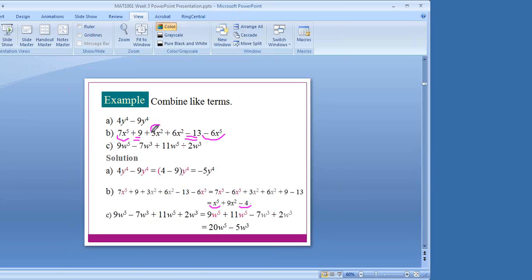All right, now I think I'll circle. So I'm looking at x squared terms. I've got 2 of them. So 3 plus 6 is 9x to the 2nd, and I did it. So that is my final answer, what I'm pointing to right now.